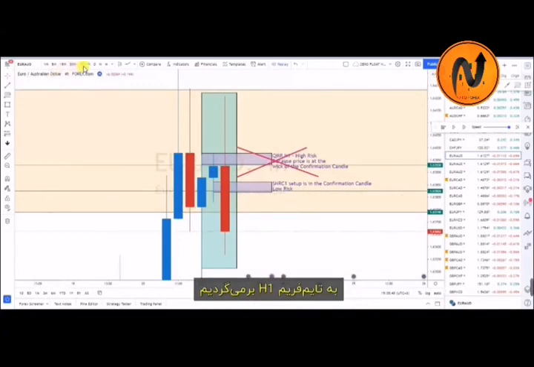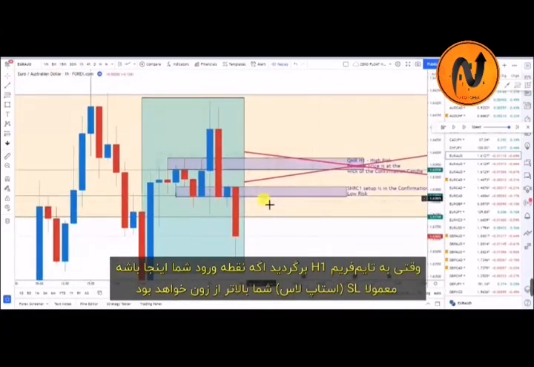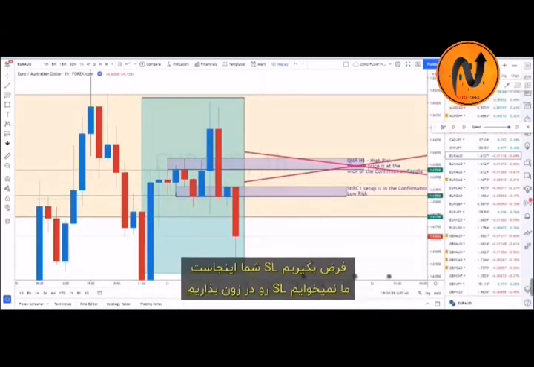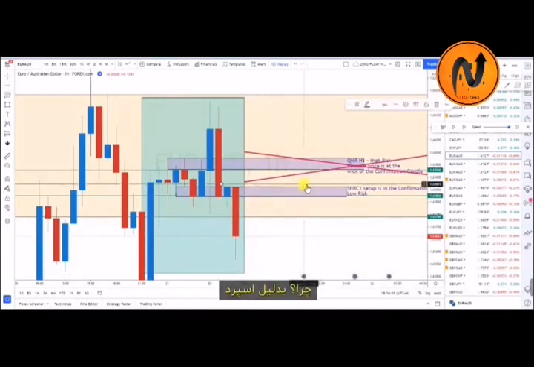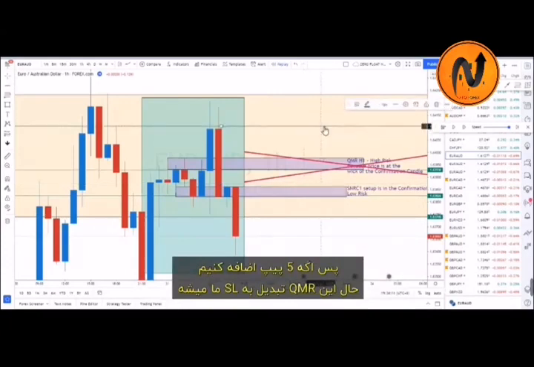So let's get back to the H1 time frame. If this is your entry point, normally your SL would be above the zone. Okay, so let's say here is your SL. Now we do not want to put the SL exactly in this zone. Why? Because of spread. So in this case, you can add another 5 pips. So if we add another 5 pips, now this QMR will be our SL.